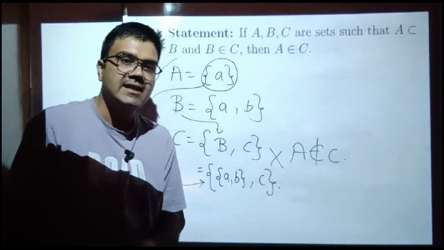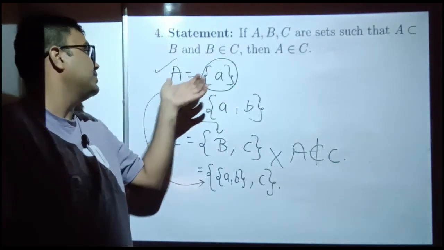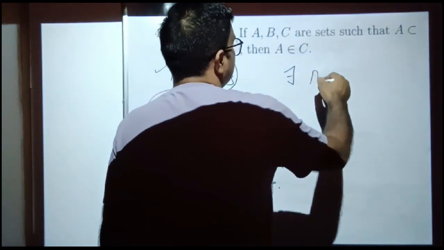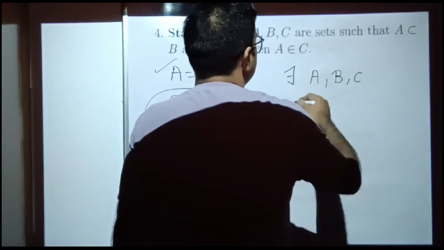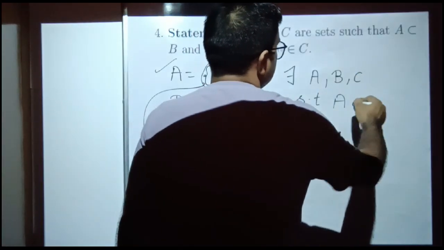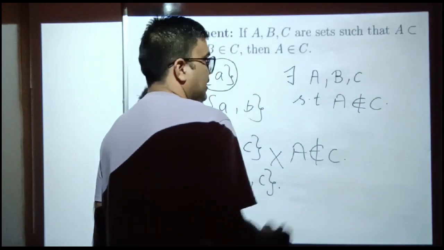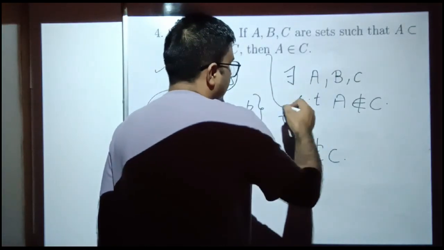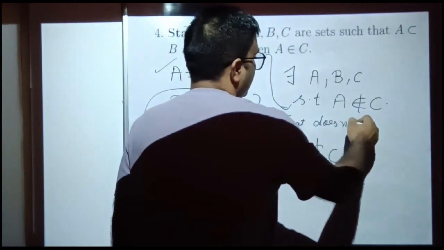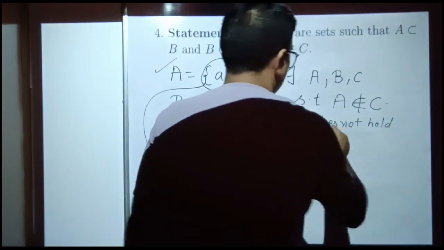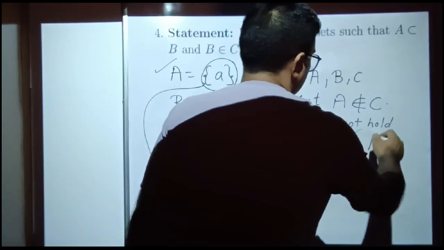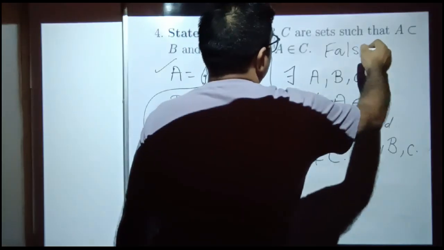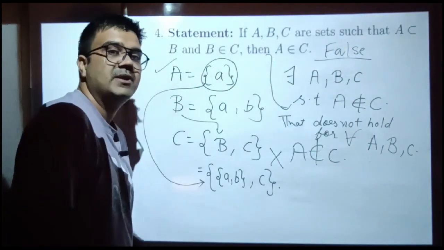We have given an example in which we have shown that there exist sets A, B, C such that A does not belong to C. What we have shown is that this statement does not hold for all sets A, B, C. So this statement is false.